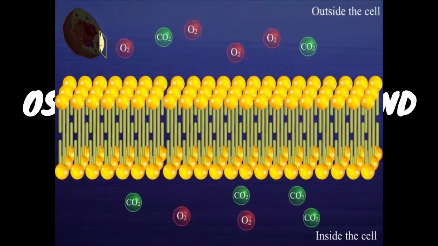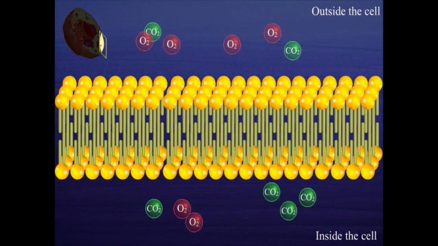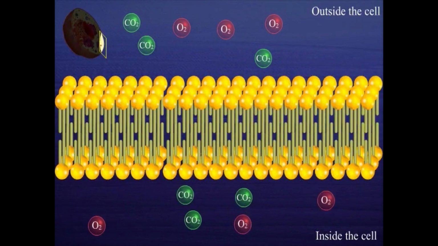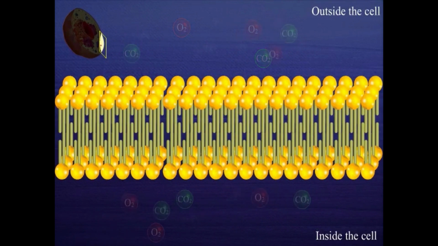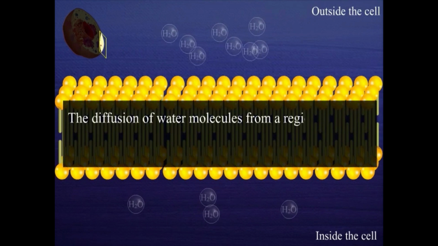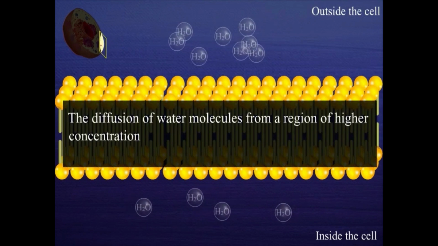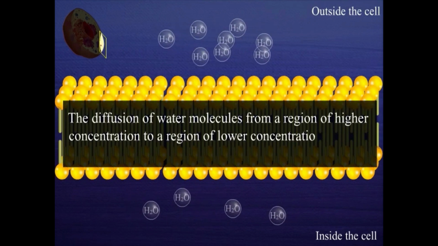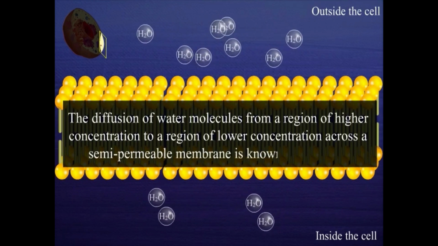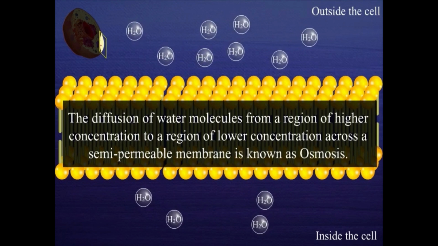Smaller molecules such as oxygen and carbon dioxide move in and out of the cells through diffusion. The diffusion of water molecules from a region of higher concentration to a region of lower concentration across a semi-permeable membrane is known as osmosis.